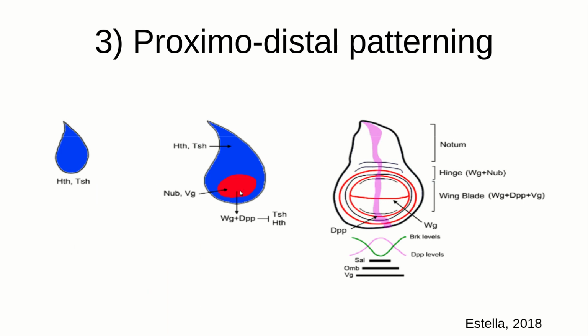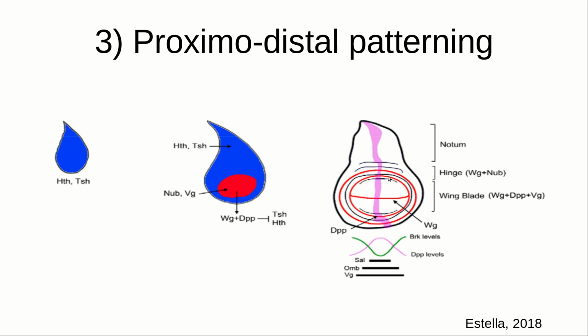So this is what actually happens. In the beginning, in the early disc, both Homothorax and TSH, which are notum selectors mostly, are expressed all over the disc, whereas when Wingless starts expressing, it represses the effect of Vein through activation of other genes like Nubbin and Vestigial.